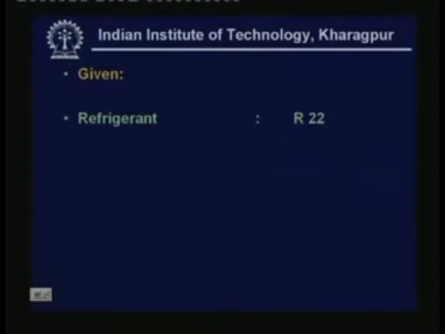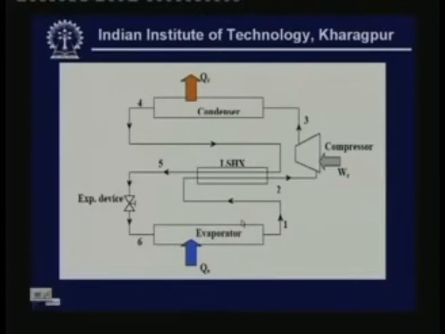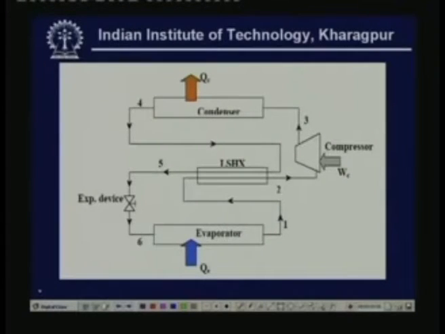So, the given information is like this: refrigerant is R22, evaporator temperature is 7.2 degrees centigrade, condenser temperature is 54.4 degrees centigrade, and effectiveness of liquid suction heat exchanger is 0.65. So, this is the schematic of the system, as you have already studied. You can see that again you have the 4 basic components: evaporator, compressor, condenser and the expansion device.